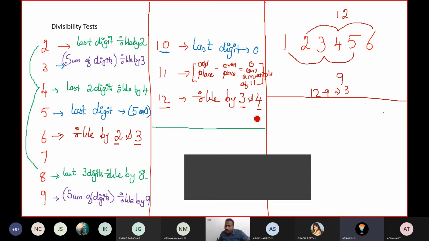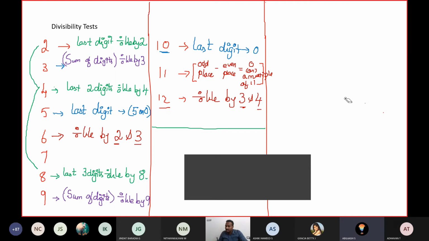Okay, guys. Now here is where this gets interesting. Is there anyone who could tell me what is the divisibility rule of 7? Anyone? Divisibility rule of 7. Okay, so guys, listen here.